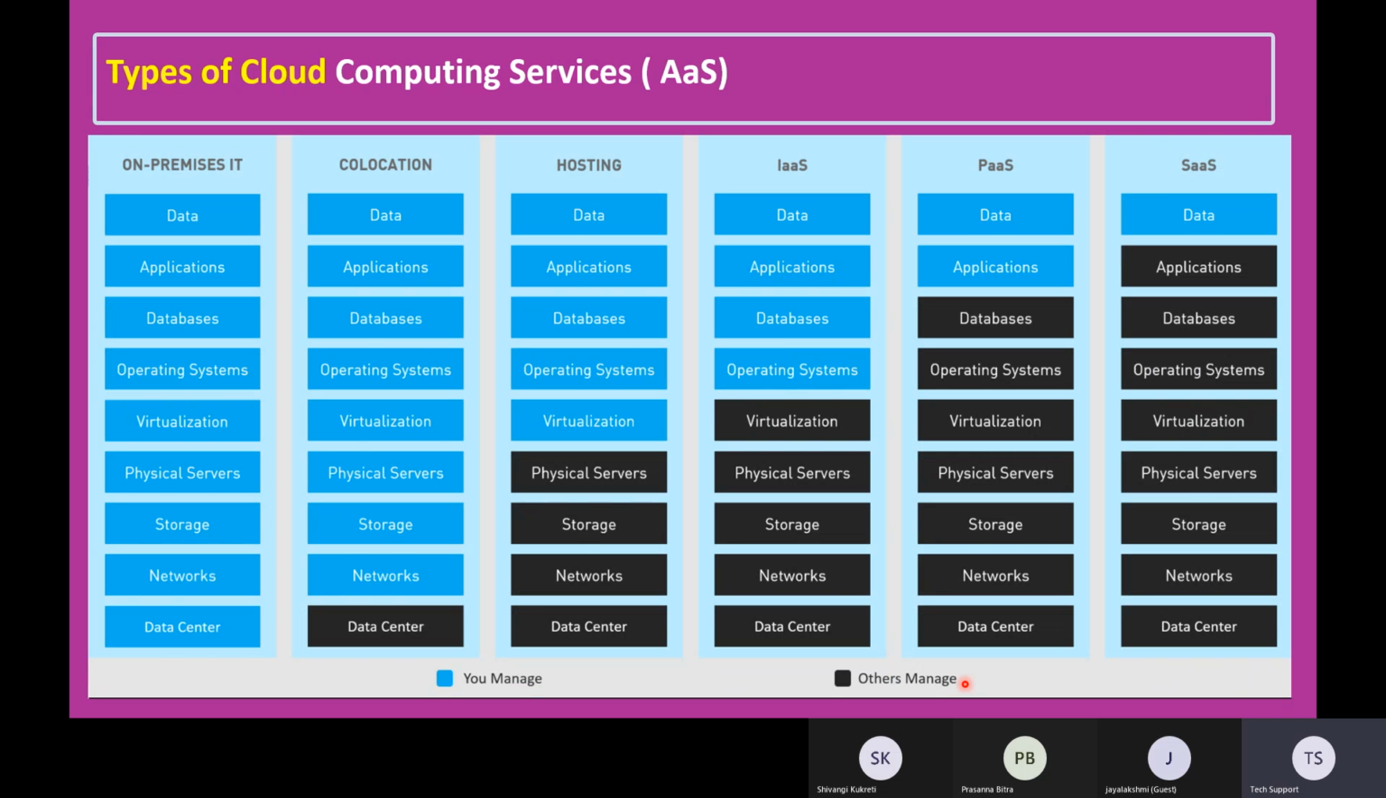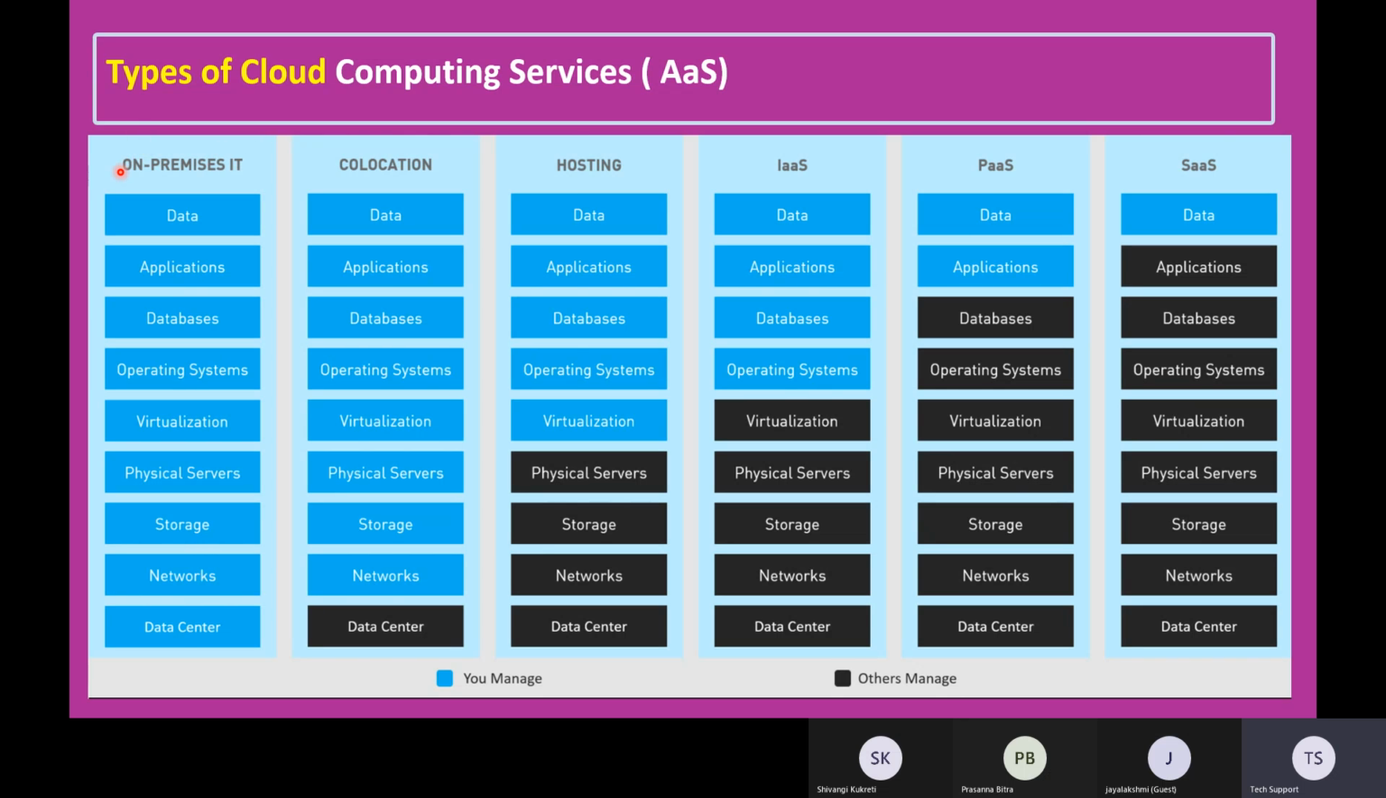See, types of cloud computing services. This service model is common for every vendor. So I just collected this from an internet website. Every company, whatever the cloud it is, these are the services they are providing. Let's start discussing from column one first. If you observe the first column, it's a traditional model.